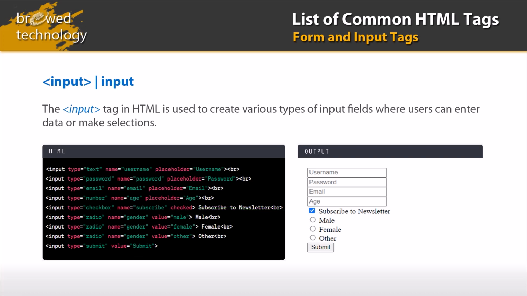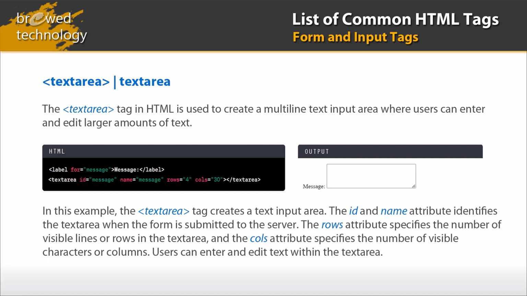We will learn more about the input tag in another example in the later part of this session. The textarea tag in HTML is used to create a multiline text input area where users can enter and edit larger amounts of text. In our example, the textarea tag creates a text input area. The ID and name attributes identify the textarea when the form is submitted to the server.